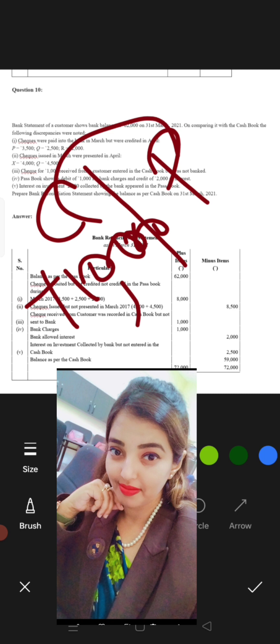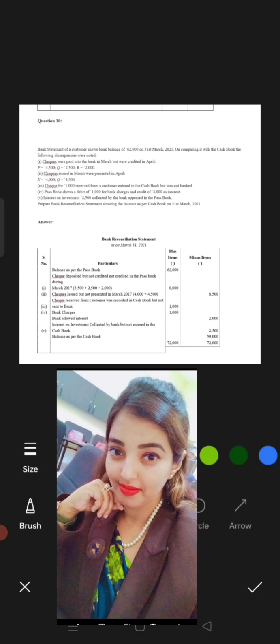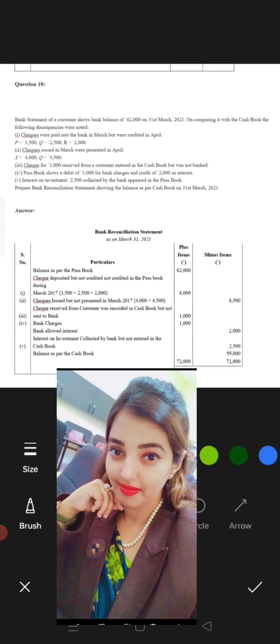And here in the cash book you will be following whatever the passbook does. पासबुक में जब प्लस नहीं हुआ तो आप कैश बुक में भी प्लस नहीं करोगे. You will be recording as minus. Okay, so here in the cash book you will be following whatever the passbook does. But when you prepare balance as per passbook you will be following whatever the cash book does.